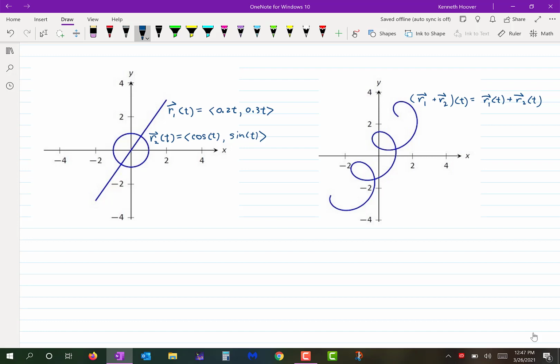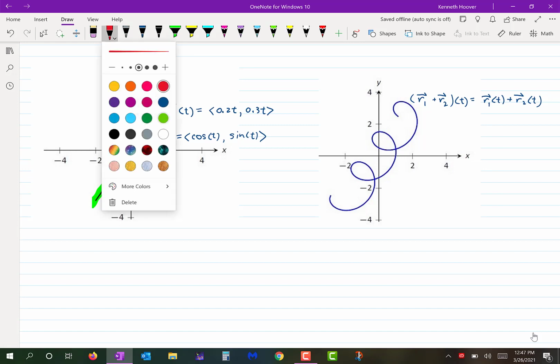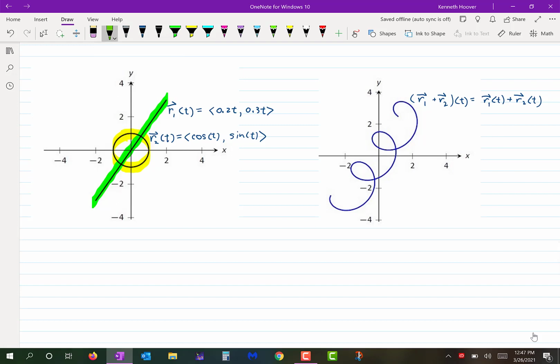You see, think about it. If you want to add this line plus this circle, then what are you going to get? You're going to get something that moves linearly in this direction. And as it moves linearly, it's going to be also spinning around in a circle. And so what you get is that curly Q shape.